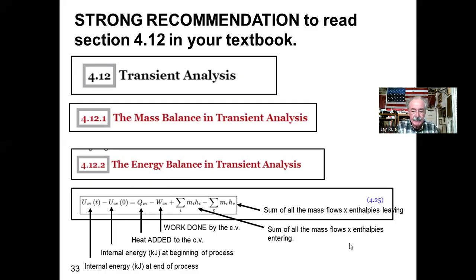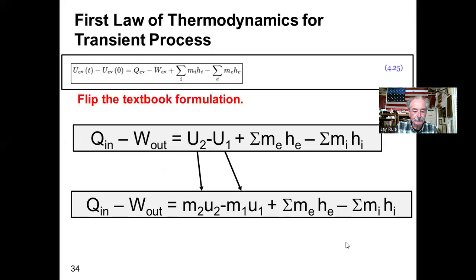I want to use sort of my same approach of flipping it around so that it's a little more understandable on how to approach a problem that's transient, uniform state, uniform flow. Here's the screenshot of the textbook, equation 4.25. And so what I want to do is flip this around. Remember, I like having the left-hand side be the energy transfer phenomena across the system boundary. So I've got Q in minus W out on the left-hand side of my equation.